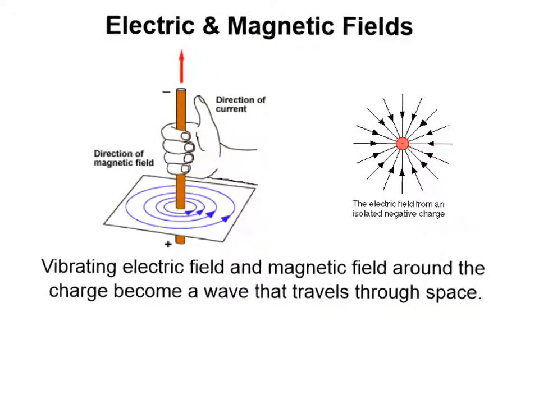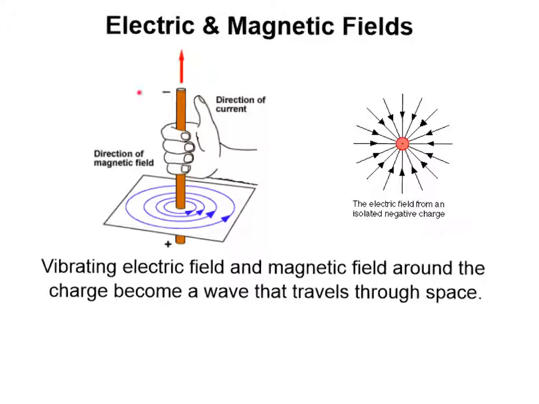So here's another review for us. Remember that electric charges are surrounded by electric fields, and that magnets are surrounded by magnetic fields. Also remember that when we have a moving electric charge, such as a current running through a wire, that wire is surrounded by a magnetic field. Remember also, a moving magnet is surrounded by an electric field. So a changing electric field creates a magnetic field, or a changing magnetic field also creates an electric field.